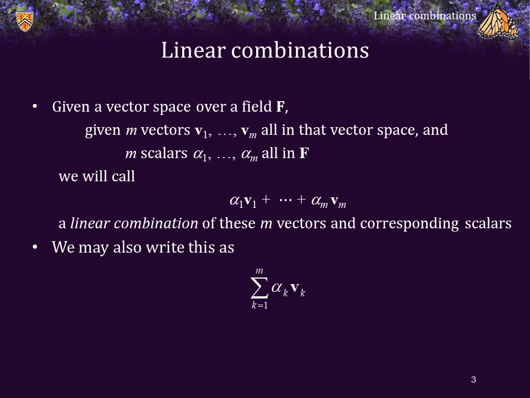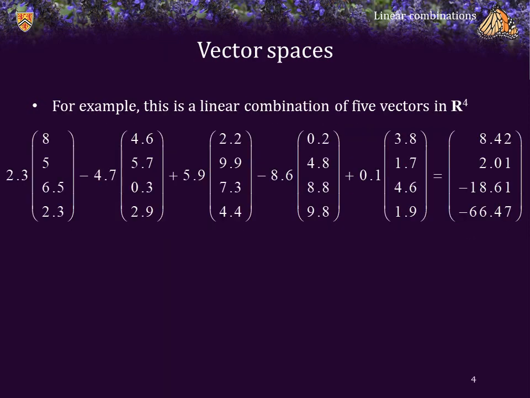We may also write this using summation notation. So here we see we are taking the sum, k going from 1 to m, of alpha k times vk. Here is an example of a linear combination of 5 vectors in R to the 4. And when you calculate this linear combination, you get the vector at the right-hand side.